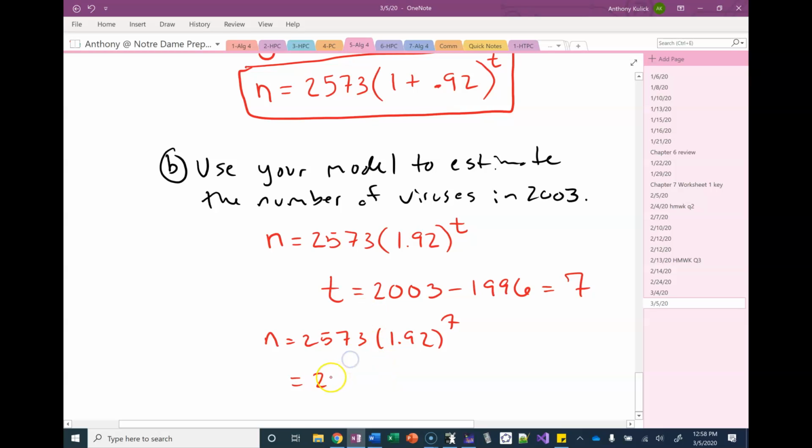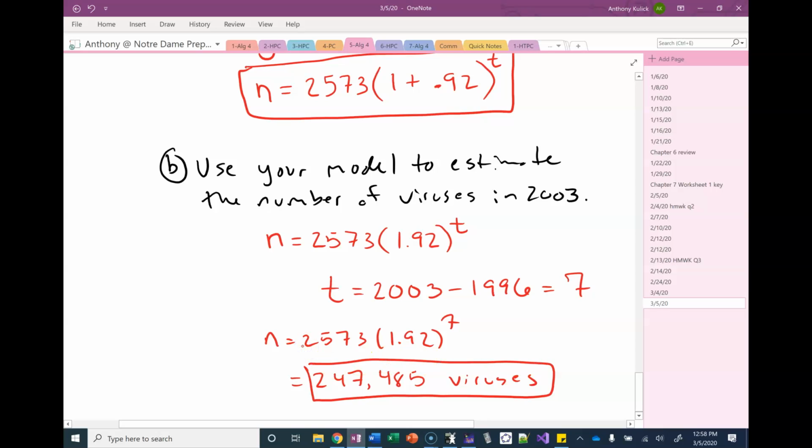Yeah, because with viruses you either have a whole virus or you have no virus. You can't have half of a computer virus, right? So rounding it to the nearest whole number seems to be the most reasonable thing to do. Everybody feel okay there? Okay.